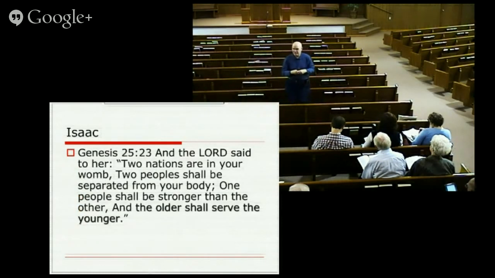All right, 25, verse 23. Rebekah has a concern. These babies are jostling in her womb, in her body. The Lord tells her there's going to be two nations separated from you. So she has twins coming.